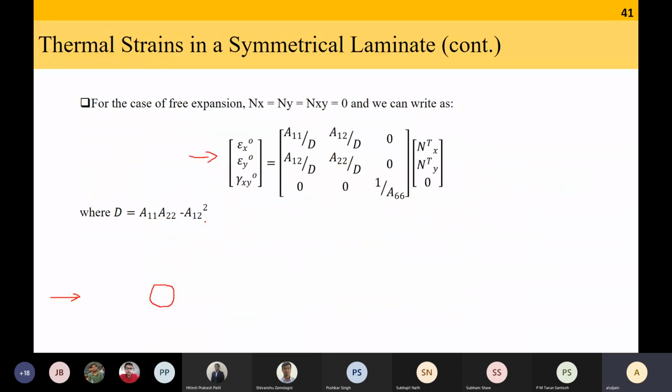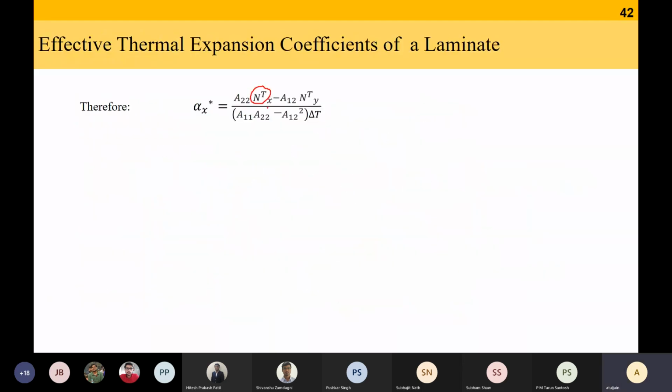I will go back to my expression. I will calculate NTx, NTy, A11, A12, A12 and multiply by delta T, and then I can get the value of alpha x. So NTx had a delta T term, NTy had a delta T term, that will cut out. So the effective coefficient of thermal expansion has to be independent of delta T, but this expression has delta T. But keep in mind that the expressions of NTx and NTy also had delta T. So delta T will ultimately cancel out. It will come out as a material property as it should.